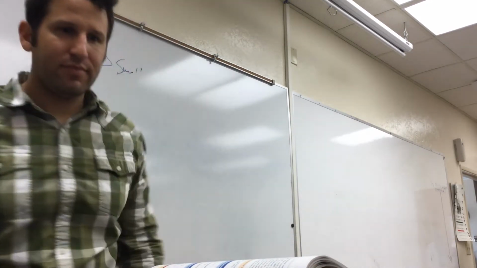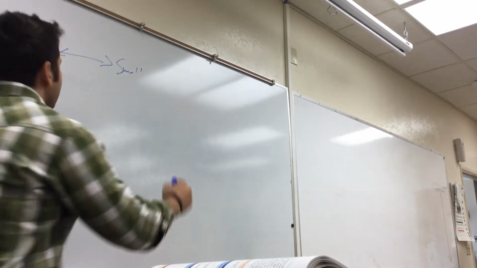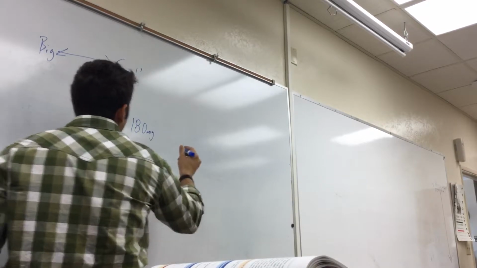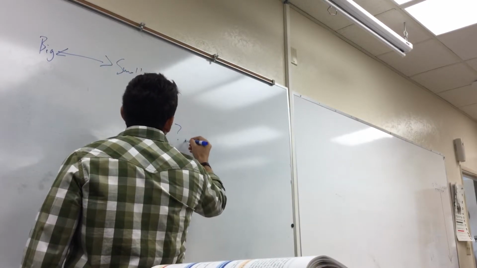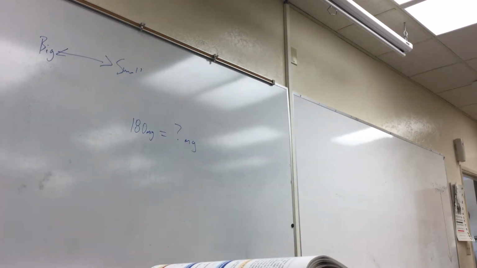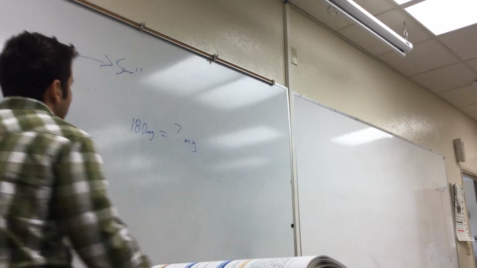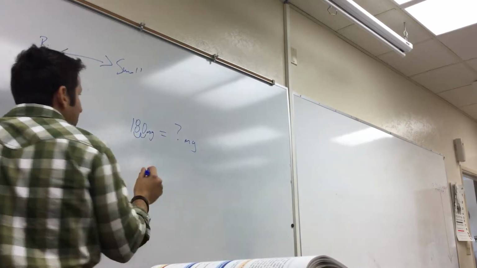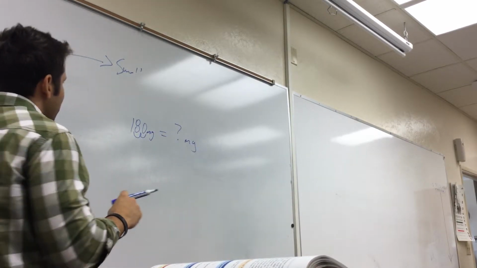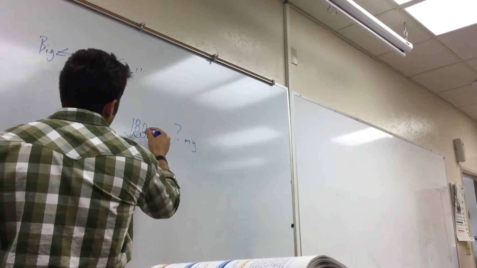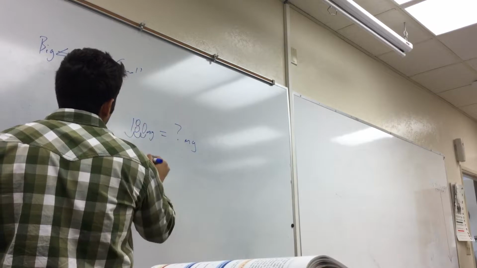Let's do another one. Micrograms to milligrams. Uh-oh. Move it to the left again. Because micro is smaller than milli, right? How many places? 3, right? Three. Because remember, we're doing it by 1,000. There's 3 zeros in 1,000. So I get 1, 2, 3.